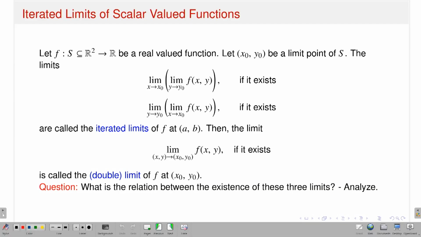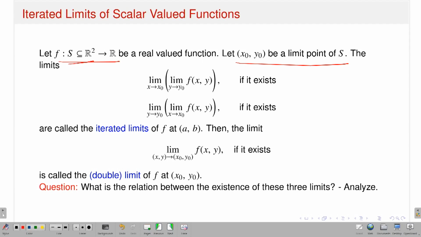Okay, now once I have the existence of limit for several variable functions, the corresponding concept of iterated limits of scalar valued functions also comes. Scalar valued function means what? For simplicity I am considering a subset of R2. So let f be a function from R2 to R, a real valued function of two real variables. Now I want to talk about the existence of limit. So let x naught, y naught be a limit point of S.